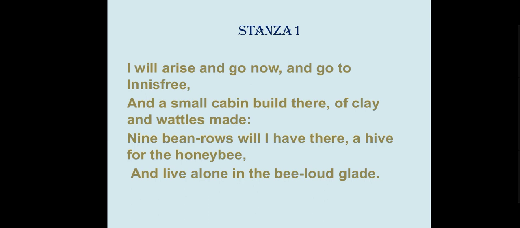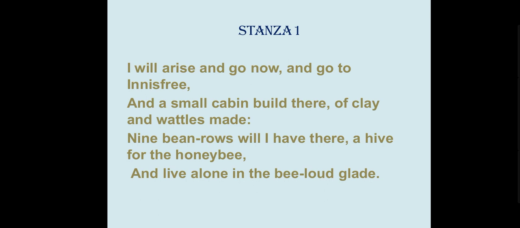He compares here his life in the city with his life in the rural area, and he conveys his idea of the difference between both lives through the activities he mentions in further lines. Second line: and a small cabin build there, of clay and wattles made. As he was doing nothing in the city, he wished to do activities which engage him in physical labor on the island. So he wishes to build a small cabin, a small room for himself, with clay and small sticks, which are used to make walls or the fences of the cabin.